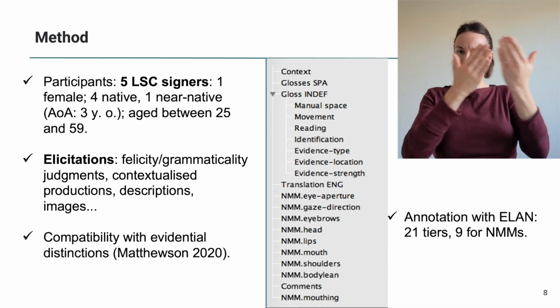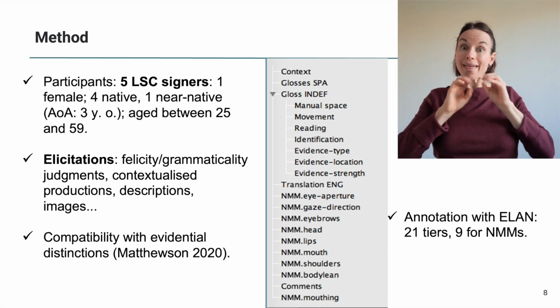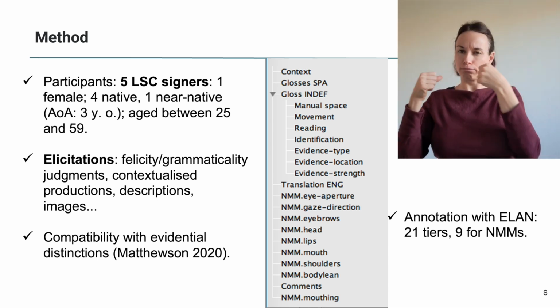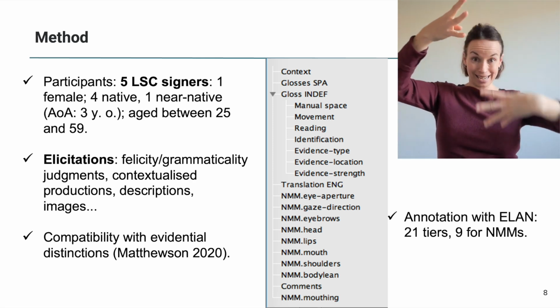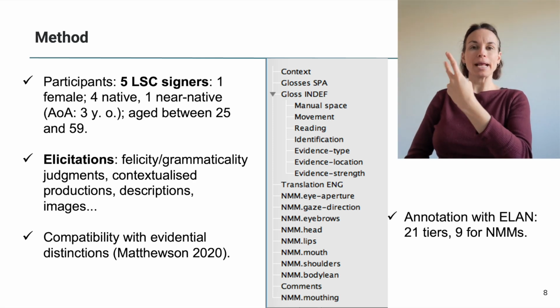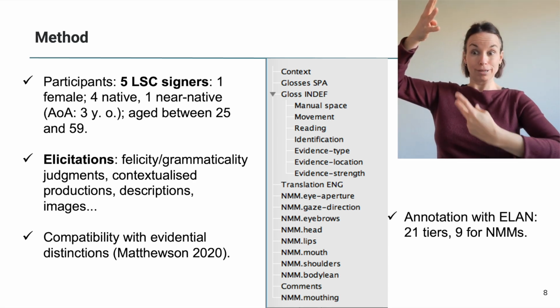And once we got the data, we annotated it with ELAN. As you can see in the slide, we had a total of 21 tiers, 9 of which were specific for nominal markers.